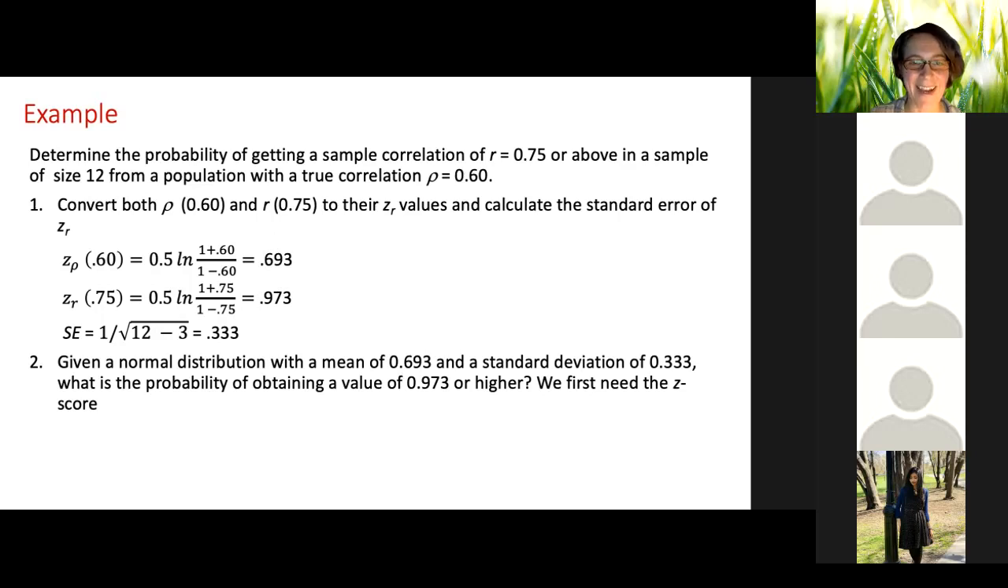So if you would put that into R, if I would ask you, what is a probability, if we are talking about a normal distribution? What is the probability of getting, for this variable here, a value of 0.973 or higher for a normal distribution that has a mean of 0.693 and a standard deviation of 0.333? So what would you do?